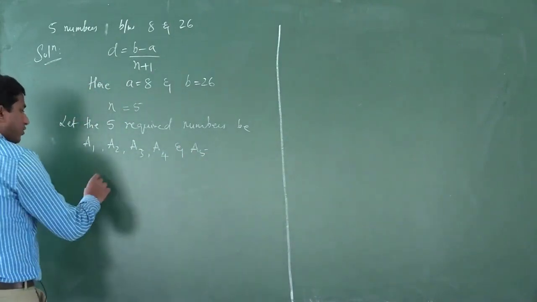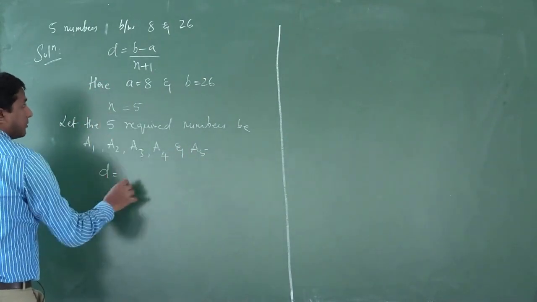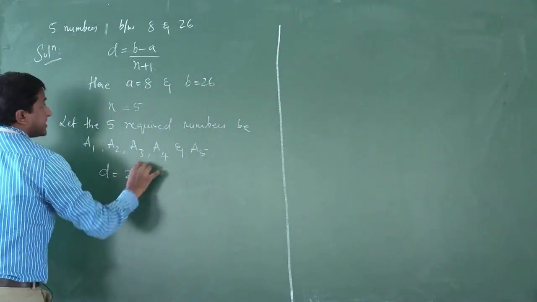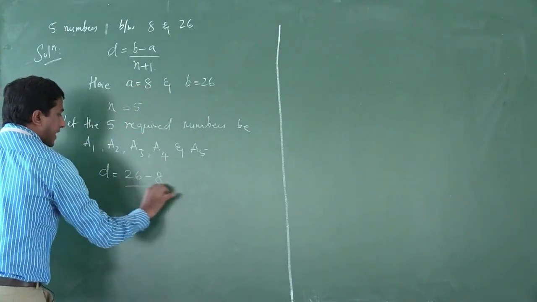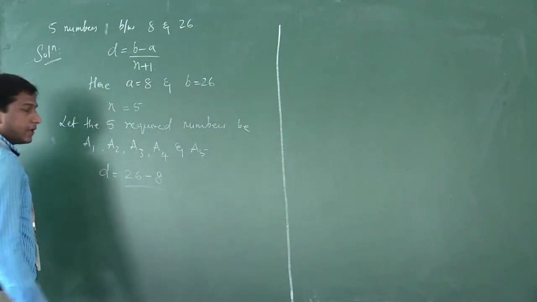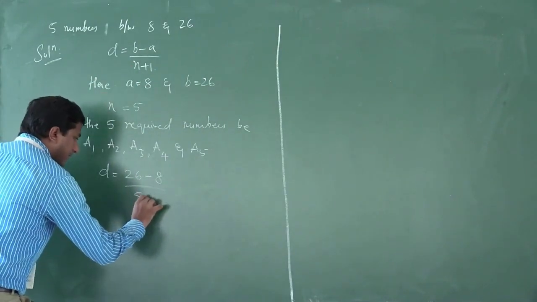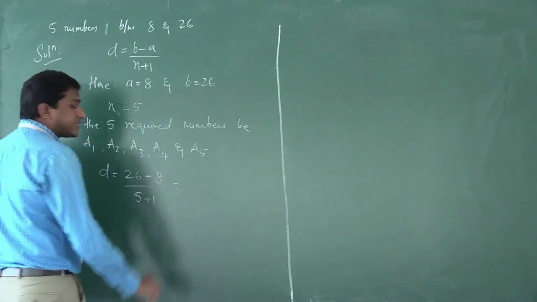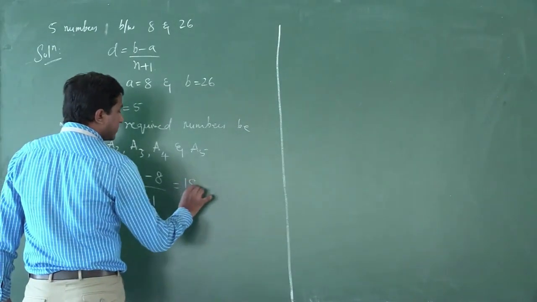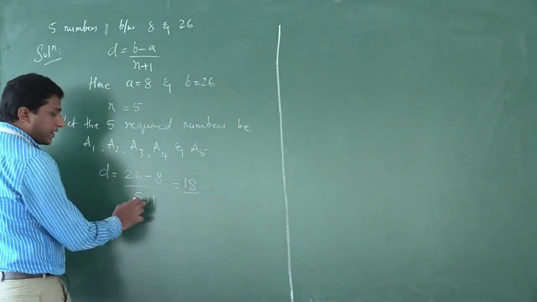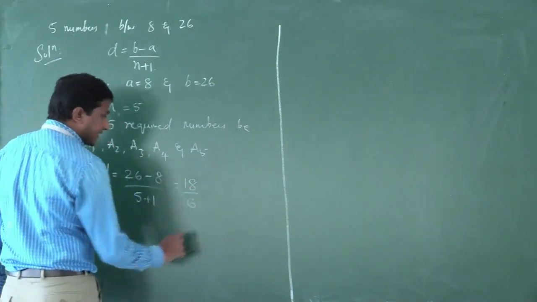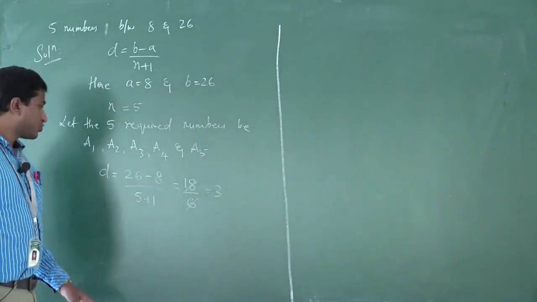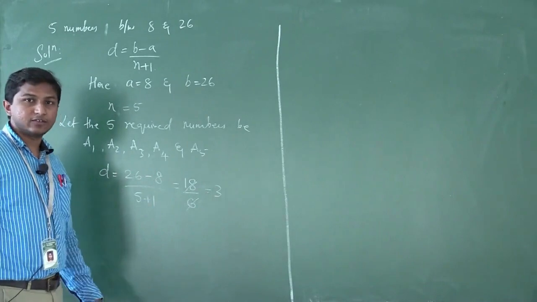Okay, we'll first find out the common difference d. D will become b minus a, b is 26, a is 8, whole divided by n plus 1. N is 5, 5 plus 1. So what is 26 minus 8? We get 18 divided by 6. 6 3s are 18. So the value of d is 3.